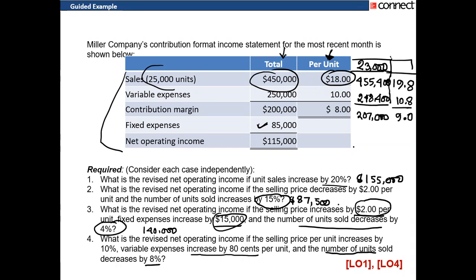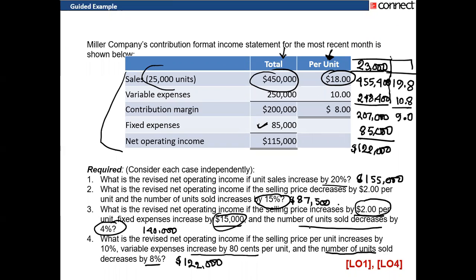Okay. Now, is there any change in the fixed expense? We see in the number 4 requirement, there has been no change in the fixed expenses. Yes, it is as before, 85,000. So the difference between this is $122,000. You see, the net operating income is $122,000.